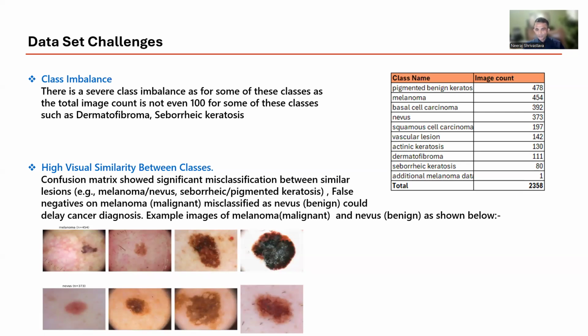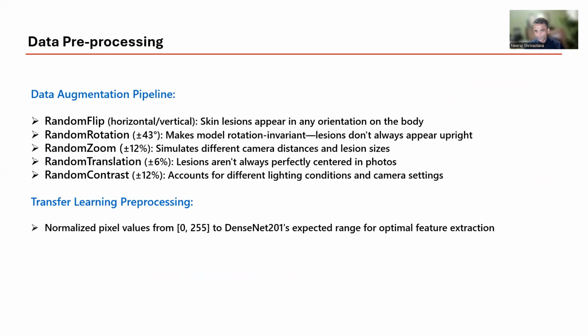High visual similarity between classes. It was also evident in the confusion matrix when it was printed for various models. It significantly misclassified multiple skin lesions. And there were false negatives on melanoma, which were misclassified as nevus benign, and this can potentially delay cancer diagnosis. Some of these examples are mentioned here. As you can see, melanoma, 4 images, and here nevus, 4 images, and they look very similar, making it hard to distinguish.